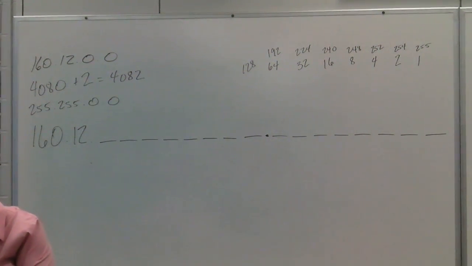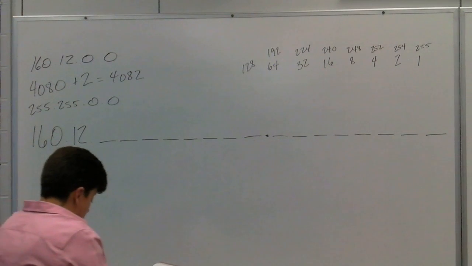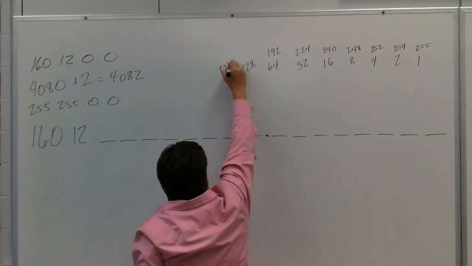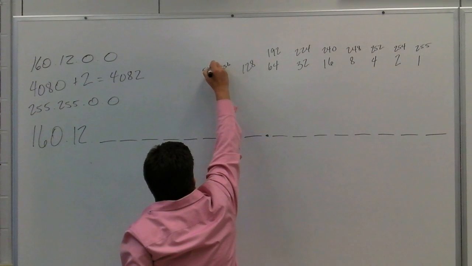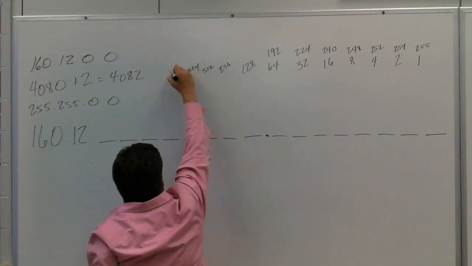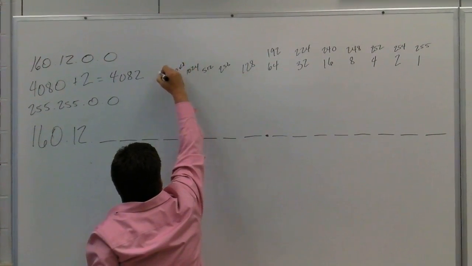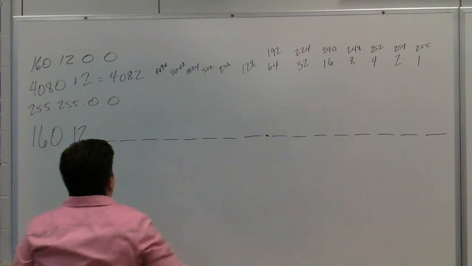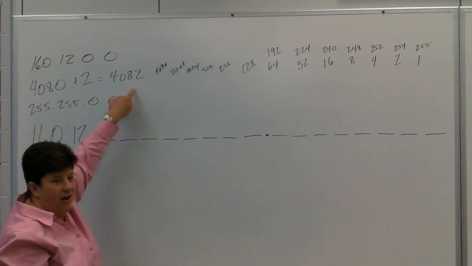Okay? So 128 becomes 256, 512, 1024, 2048, 4096. As soon as I get a number that is bigger, I can stop.